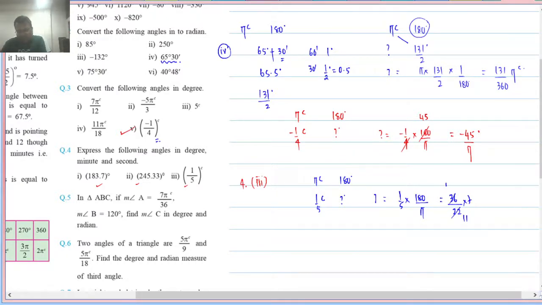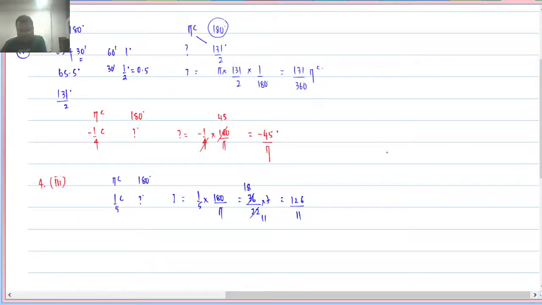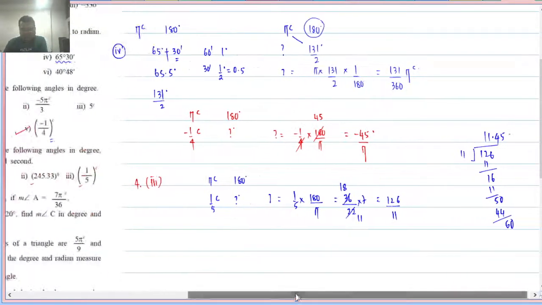2 11s are 22, 2 18s are 36, 7 8s are 56, 7 1s are 7, 12. 126 upon 11. 126 upon 11. 11 1s are 11, 16. 11 1s are 11, 5, 50. Decimal. 11 4s are 44, 6, 60. 11 5s are 55. So this is 11.45 degrees.